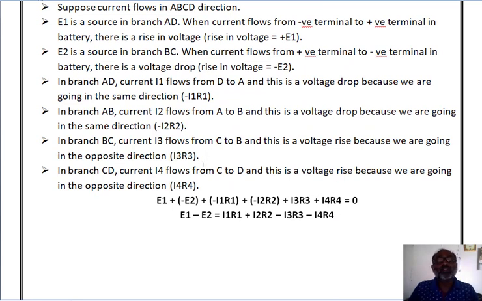So according to KVL, we can write E1 minus E2 minus I1 R1 minus I2 R2 plus I3 R3 plus I4 R4 is equal to 0. So we can write E1 minus E2 is equal to I1 R1 plus I2 R2 minus I3 R3 minus I4 R4.